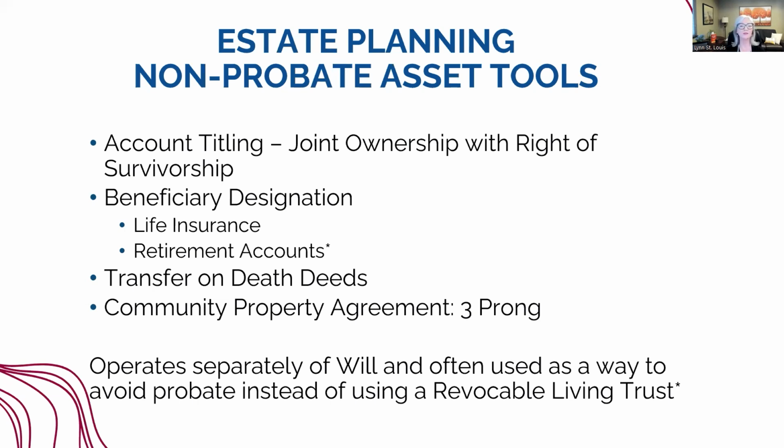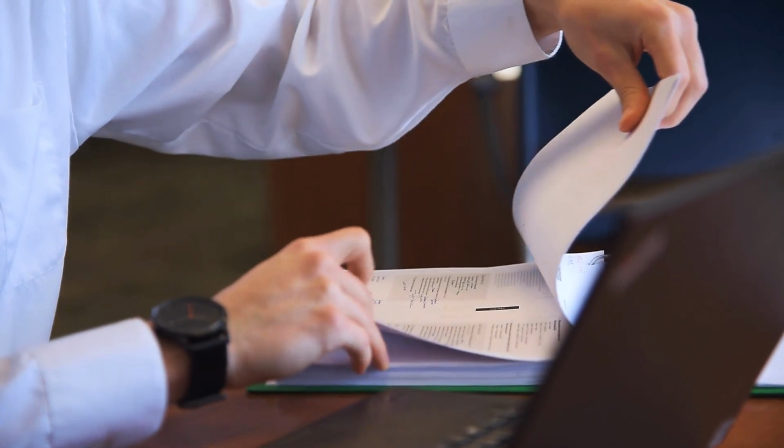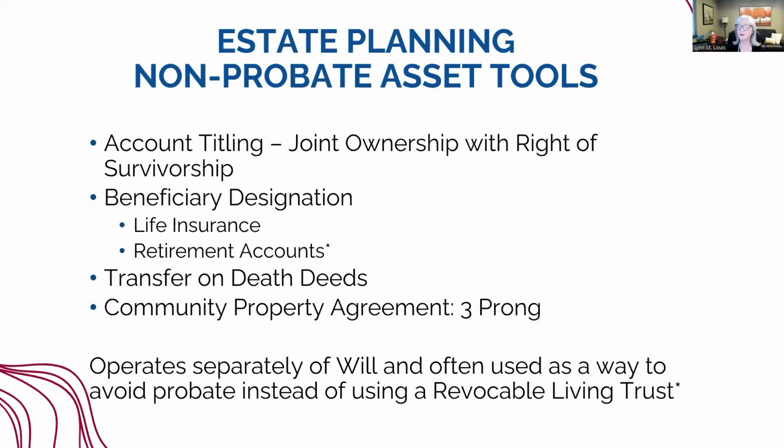Same thing with life insurance policies or retirement accounts. Those pay on your death by way of what's called a beneficiary designation. So a beneficiary designation says where those assets go. Also, it's important to understand that certain assets cannot be titled in the name of your revocable living trust, such as your retirement account, your 401k, your IRA.